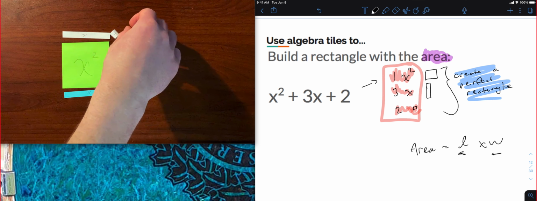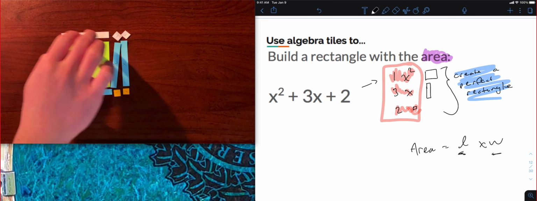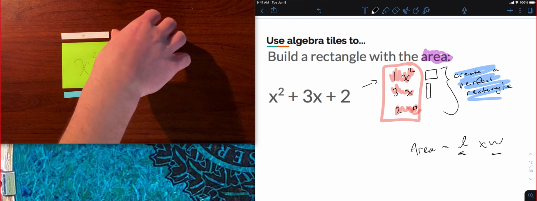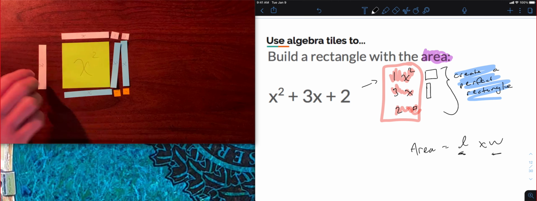A 1 and a 1. Right? That fits along the top. This would be better with tiles, but paper's good. Okay? So that means that my top piece is x plus 2, and then I can do it here too.